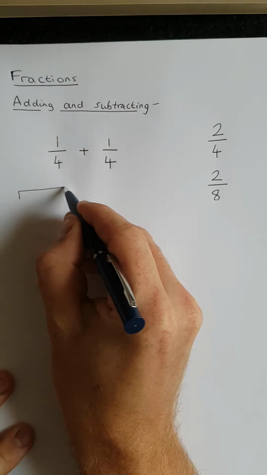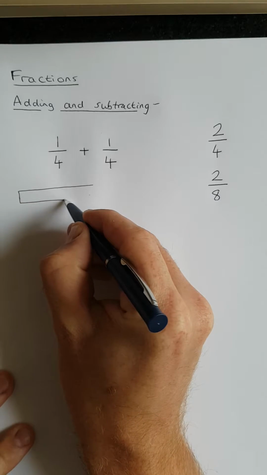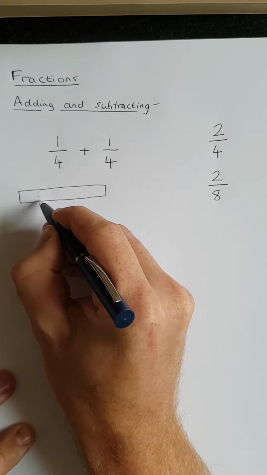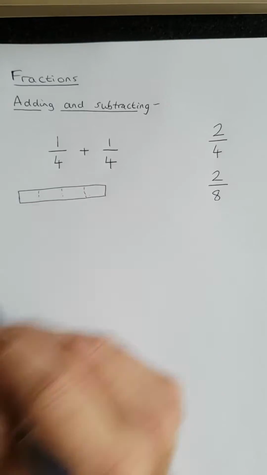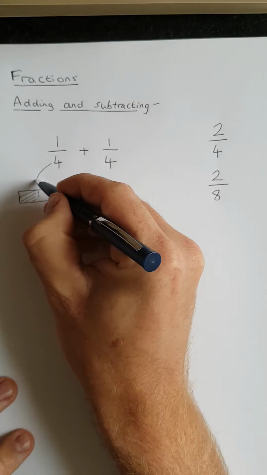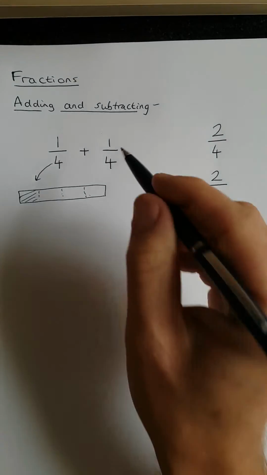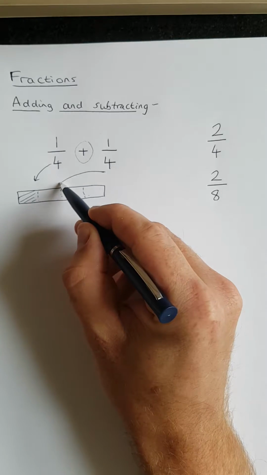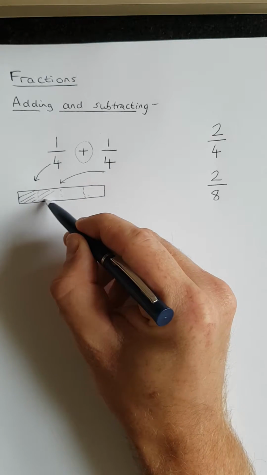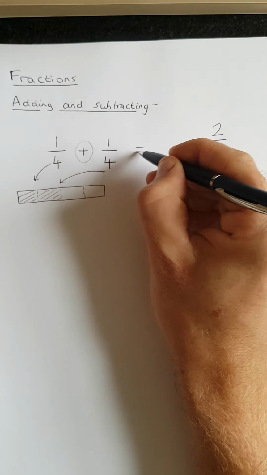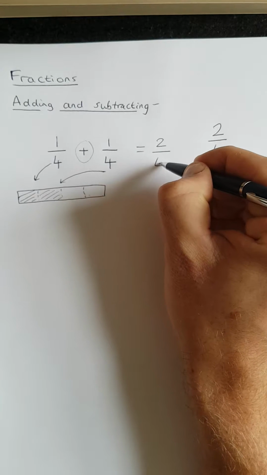1/4. So let's draw our whole one. And let's slice it into 4 equal parts. And there is 1/4. If we add to it another quarter, how much have I now got? You can see it's 2/4.